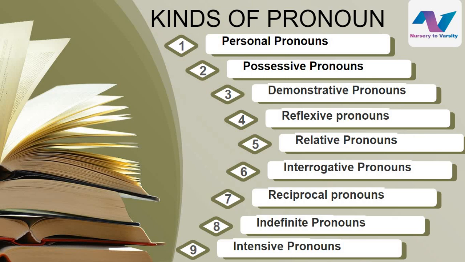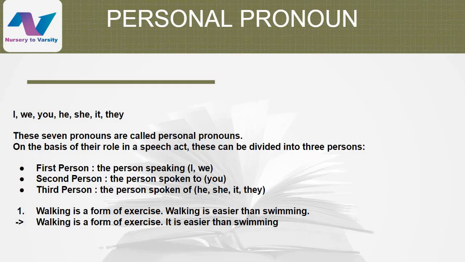Moving on, there are different kinds of pronoun. We'll deep dive into each one of it one by one. Now, first one is personal pronoun. Personal pronouns are basically the 7 pronouns mentioned, that are I, we, you, he, she, it, and they. They are basically having their roles according to the person.